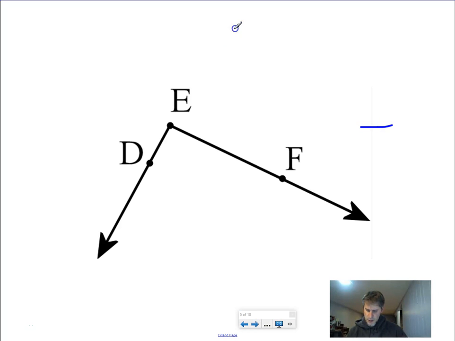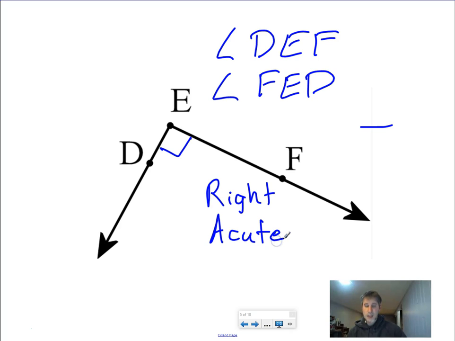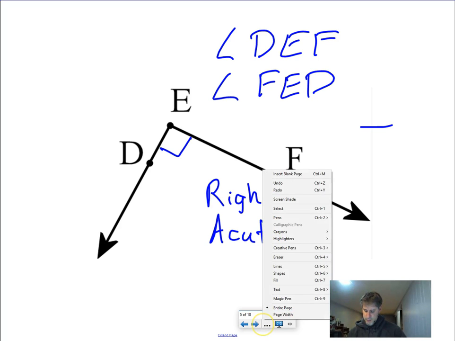Okay, this angle is called angle DEF. You could have also had angle FED. Now, you could have said this seems like it forms a right angle, and you could have said right, but if you felt like it's a little less than right, I would have also taken acute, meaning that it's less than 90 degrees. Okay?